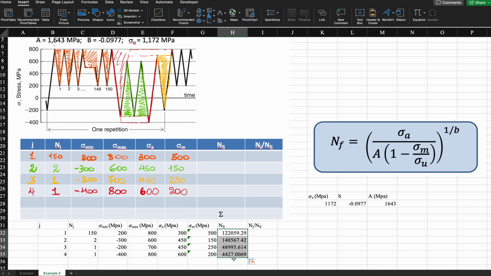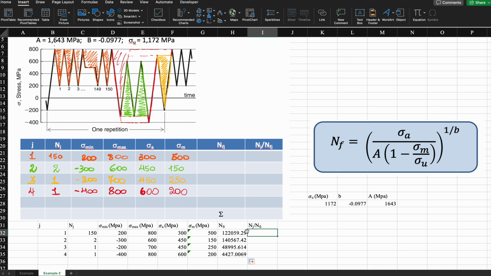And now I have all my cycles till failure for each of these conditions. And I really hope I didn't make a mistake, because that would mean that I'm misleading you. And I really don't want to mislead you. But I don't have the answers for this one. So if I make a mistake, just let me know.